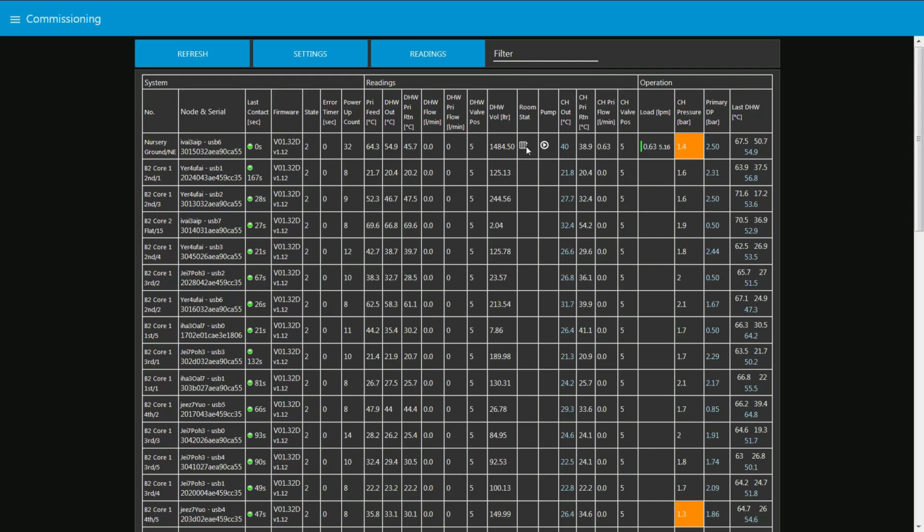We have an indication of whether the room stat is calling and whether the central heating pump is running, the central heating output temperature, the central heating primary return temperature, the flow rate on the primary, and the valve position. So what we can see here is there is at the moment some fairly low load going on the central heating side of this particular unit.